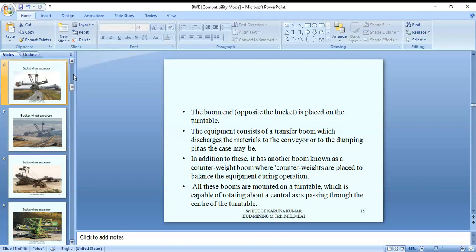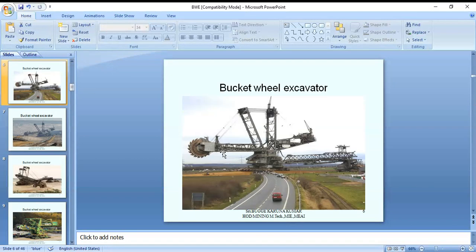We can understand that. So let us see this figure. Here, this is the boom. The lifted position is there. It can be lowered, depending upon the movement of the boom. One end is the bucket wheel with periphery buckets. The other end is the turntable. So another is the transferring point. This is the transfer discharging point.